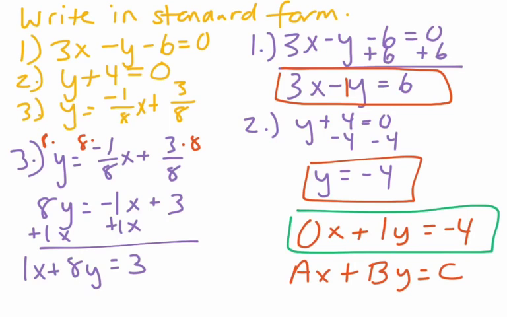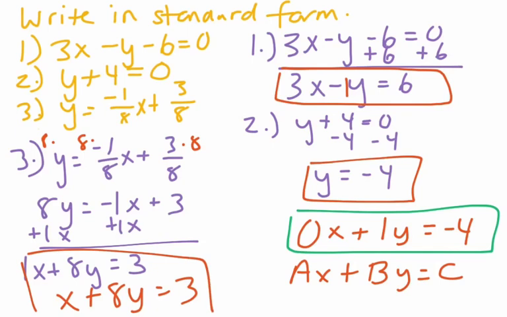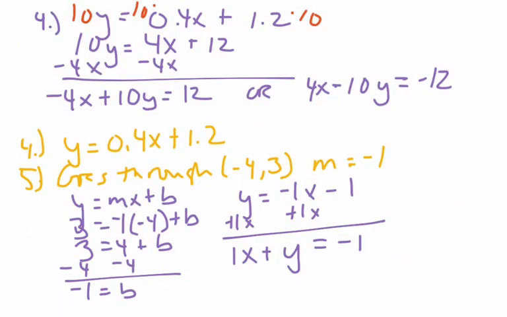So we want to clear that fraction, so we'll multiply everything by the denominator to try to clear the denominator out. That's going to give us 8y on the left, negative 1x, and then plus 3. Then we need to get the 1x over to the other side. You can write the 1 in front of the x, or you could just write x plus 8y equals 3, and it would be understood that the coefficient was the 1. Okay, so either one would be fine there.